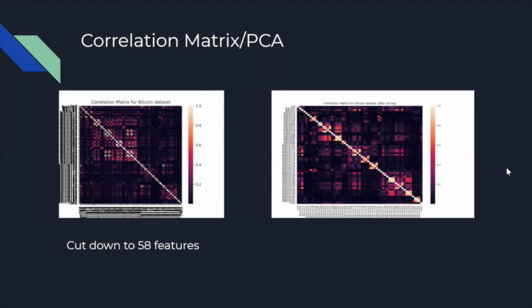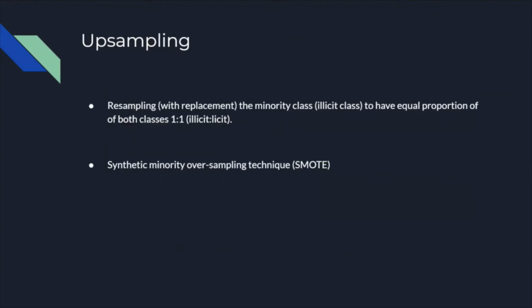We created the tables and removed the highly correlated features and kept the ones that correlate with the label. Our correlation threshold was 0.95, and we were able to cut the data down to 58 features out of 167. We implemented PCA but have been met with mixed results. We have implemented upsampling so that there's a one-to-one ratio between illicit and licit transactions. This improved the results for KNN, but not to the same degree for the other classifiers.